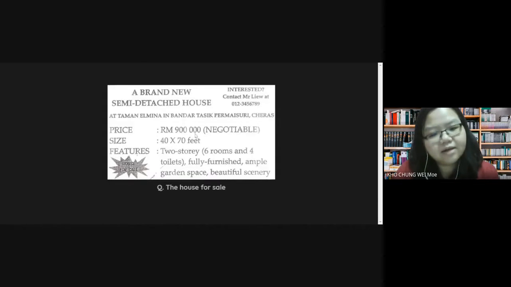Price 900,000 ringgit, negotiable. Size 40 x 70 feet. Features 2-story, 6 rooms and 4 toilets. Fully furnished, ample garden space, beautiful scenery. House for sale.